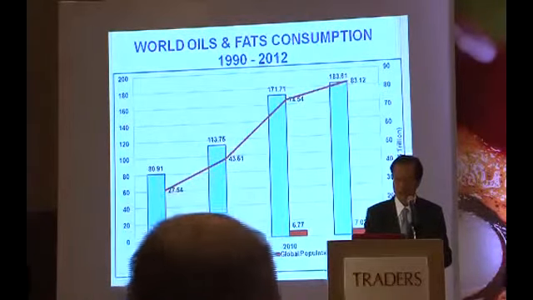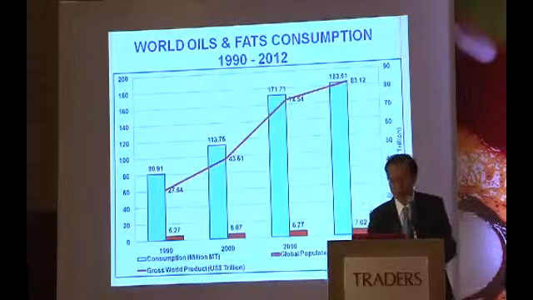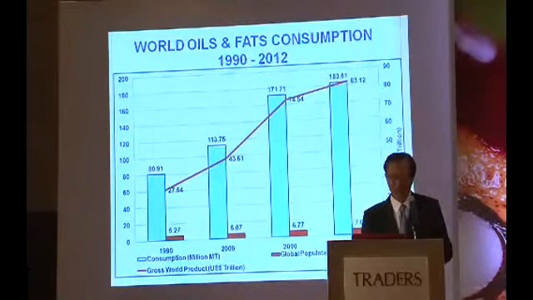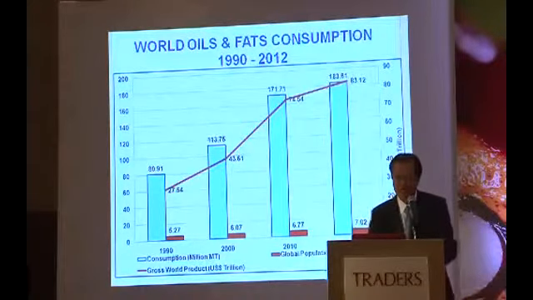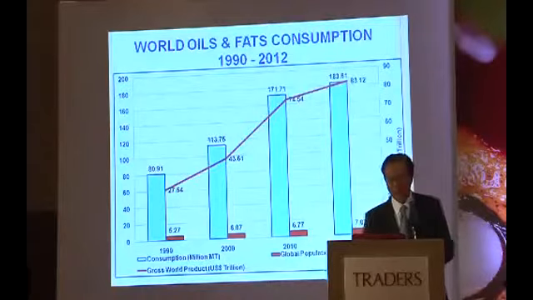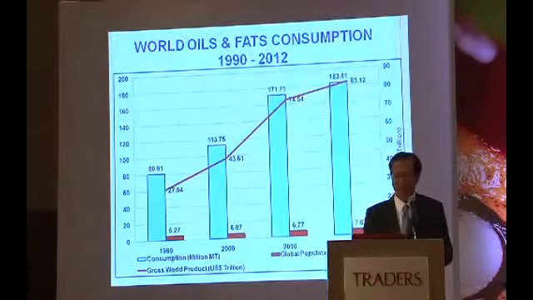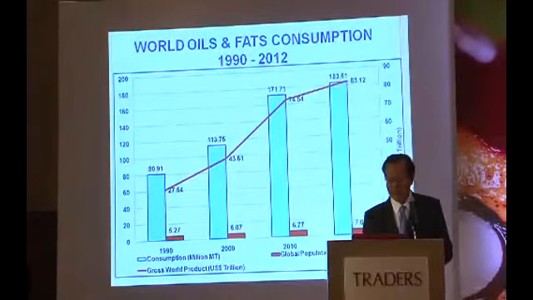And this is world oils and fats consumption. As you can see, it has been growing steadily. And this is the driver, as alluded to by the previous speaker, of how the rest of the world, the producers of edible oils and fats, will have to work hard to produce the necessary supply in order to meet the world consumption demand.